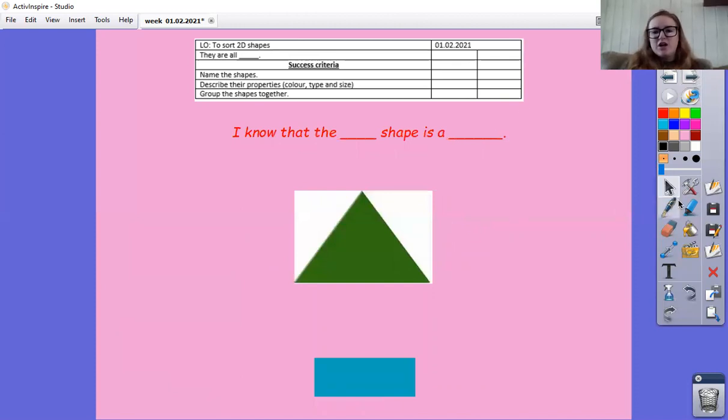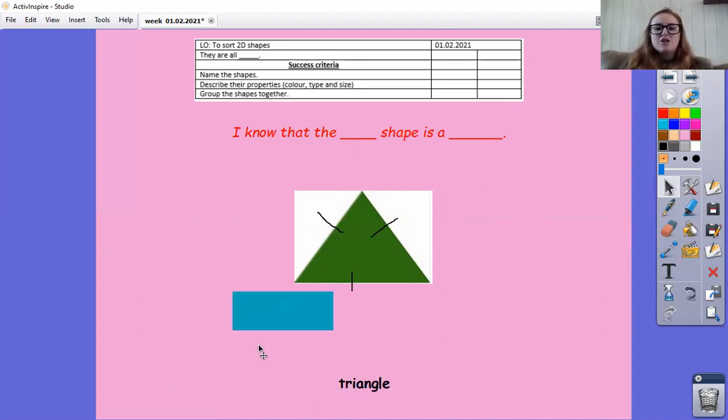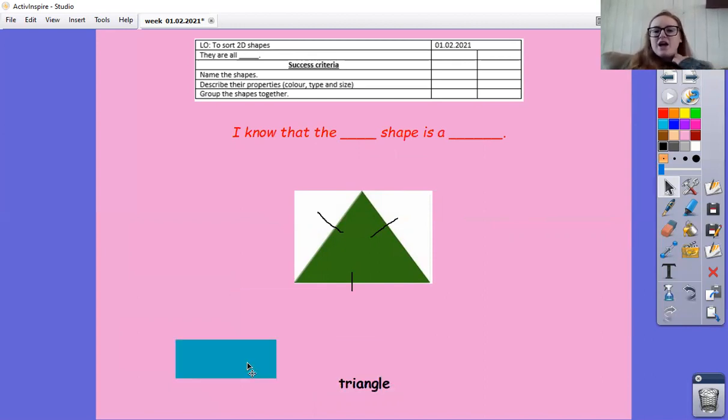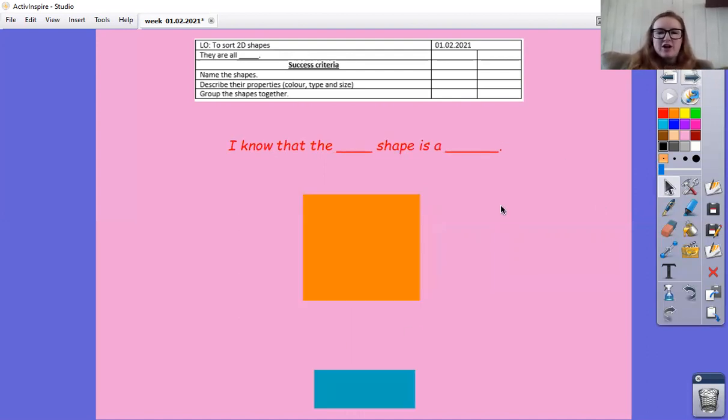Let's have a look at this one. So this shape, how many sides does it have? Let's have a look. 1, 2, 3. So this shape has 3 straight sides. What shape has 3 straight sides? Have a little think and shout it out if you know the answer. It is a triangle. I know that this shape is a triangle. Fantastic. Let's have a look at our next one.